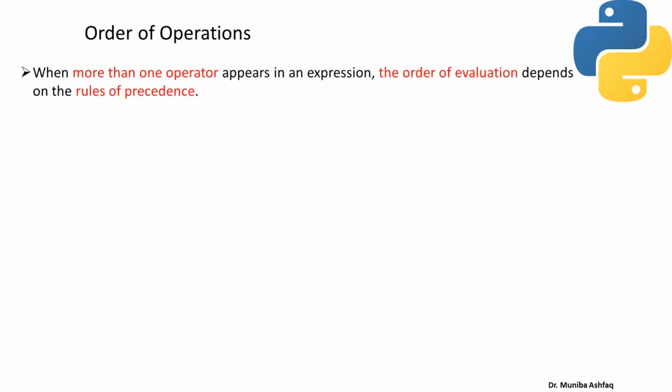Order of operation. When more than one operator appears in an expression. If there is only one operator, there is no problem. The case is simple, and it would be executed easily without any confusion. But what happens when we have more than one operator? In that case, the order of evaluation depends on the rules of precedence. It means that an operator with high precedence will operate first, and then according to the rules of precedence, the other operators follow with some priority. So there is an order in which these operators will be executed.